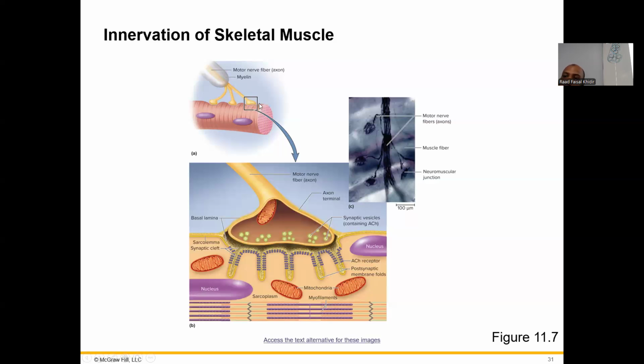Then when I zoom in, you see that's why they made the box here. They put the box for you to show you that we are zooming in. When we zoom in, we have this gap, and in this gap you have your receptors, and the receptors would bind the acetylcholine that is going to be sent out. Okay.